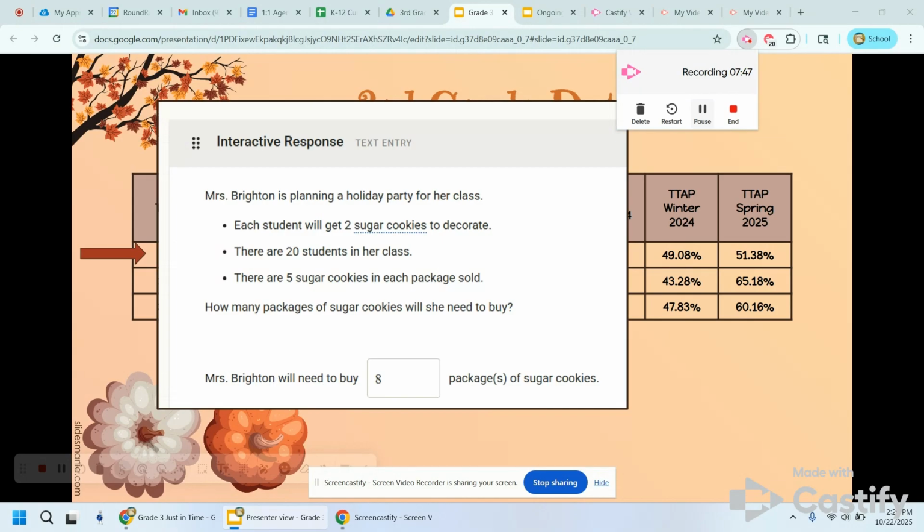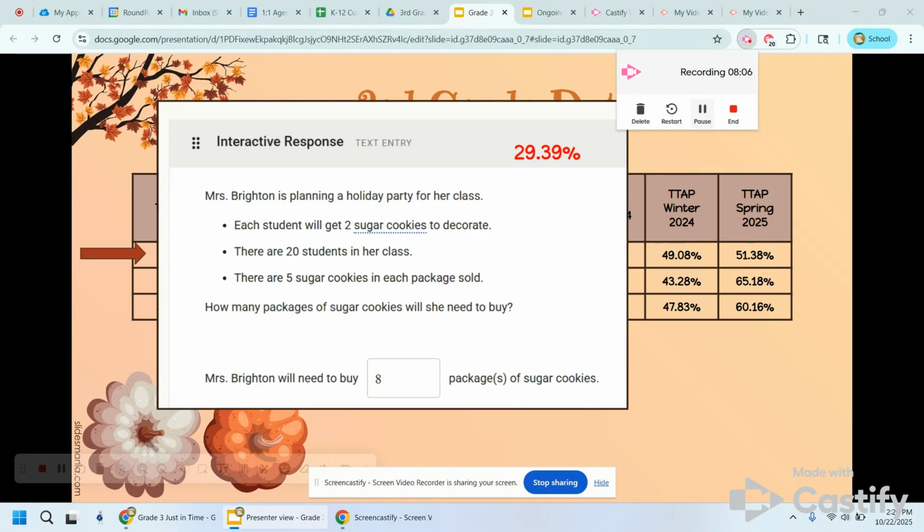This is the CBA question from that year. Miss Brighton is planning a holiday party for her class. Each student will get 2 sugar cookies to decorate. There are 20 students in her class, and there are 5 sugar cookies in each package sold. How many packages of sugar cookies will she need to buy?